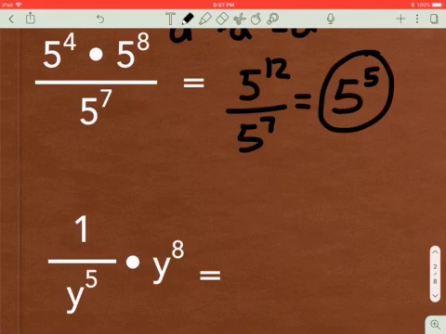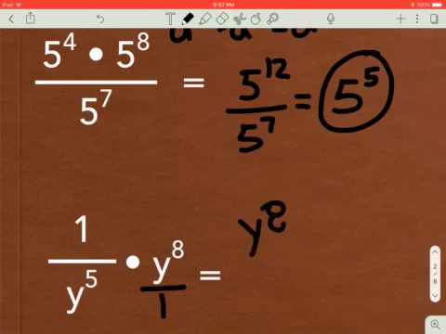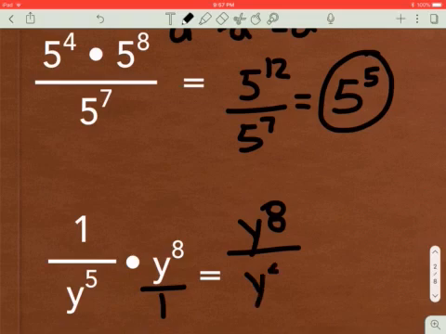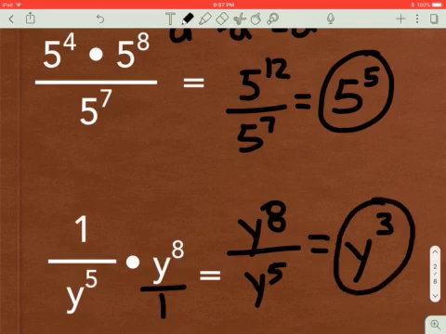On this one, we have 1 over y to the 5th times y to the 8th. Remember, that's the same as y to the 8th over 1. So we can just multiply across. We're left with y to the 8th over y to the 5th. And we keep our base the same, and we just subtract the exponents. When we divide, we subtract.